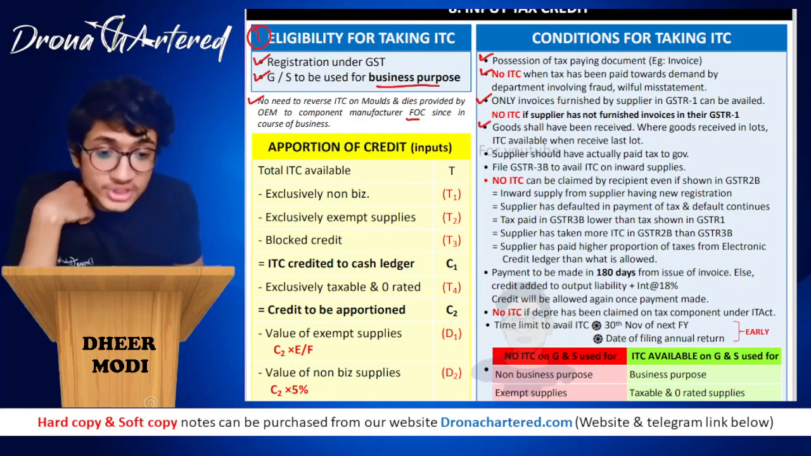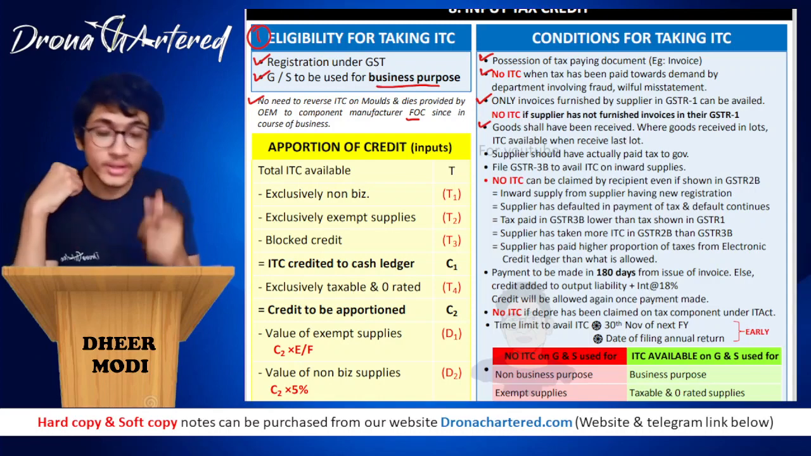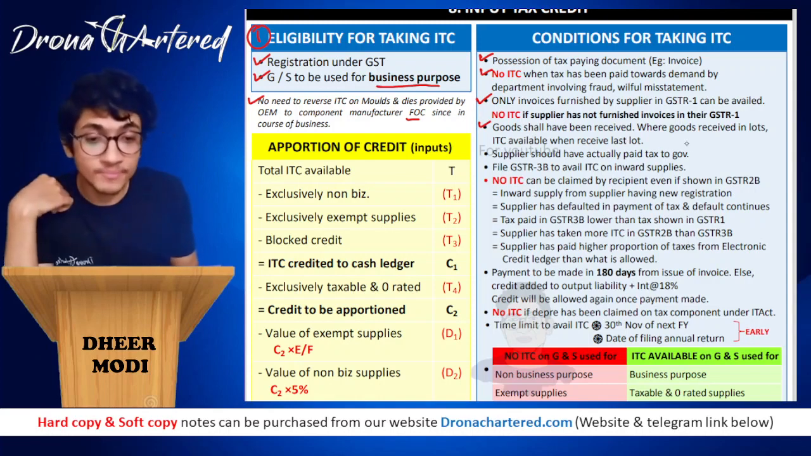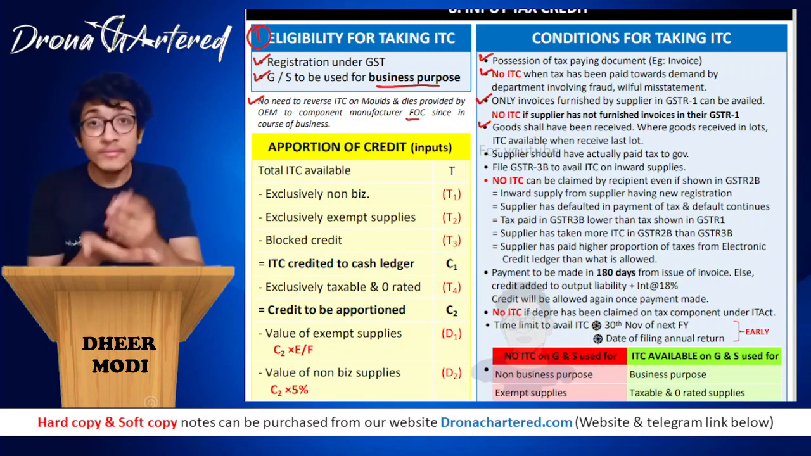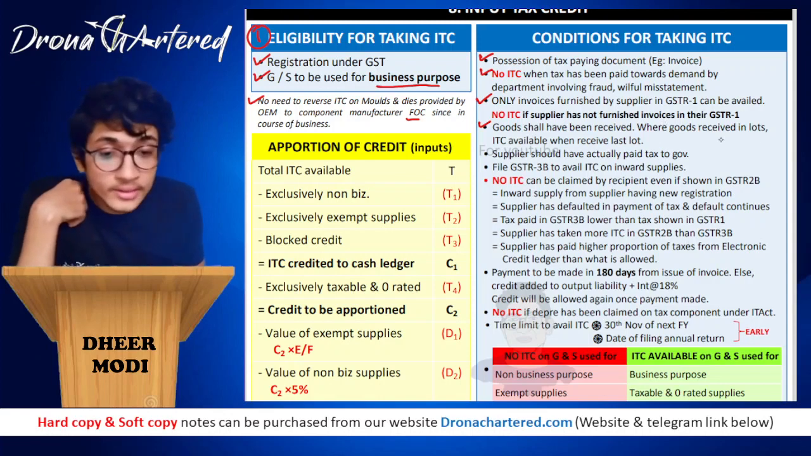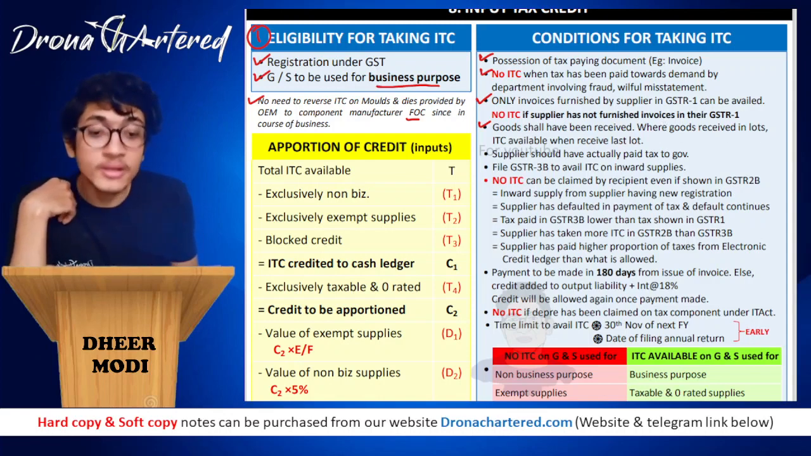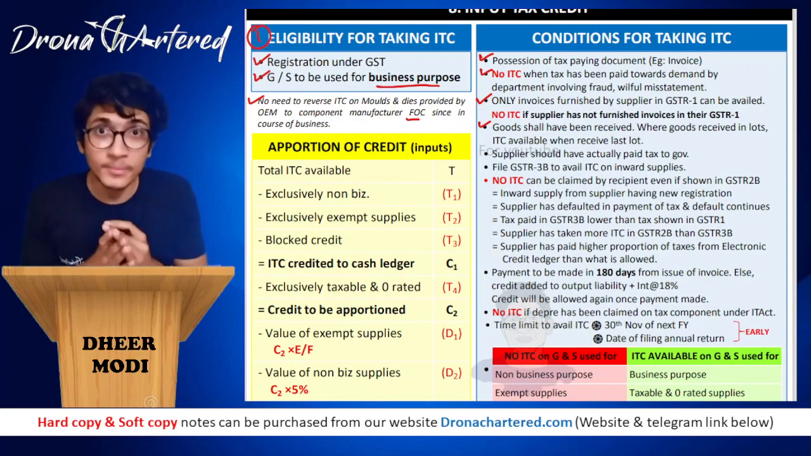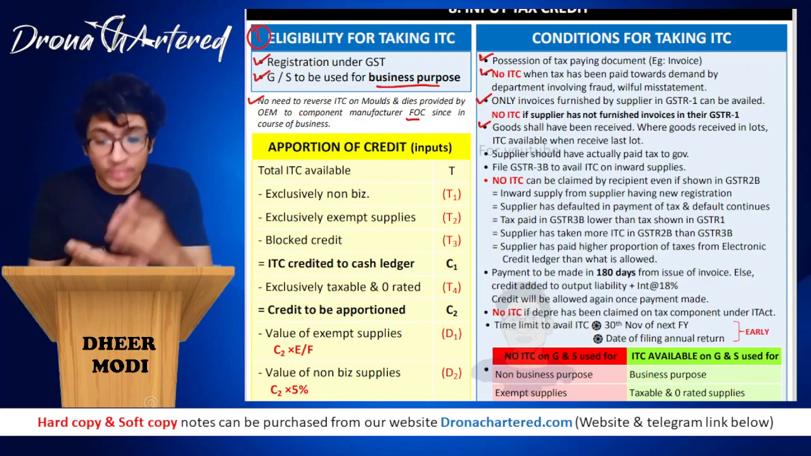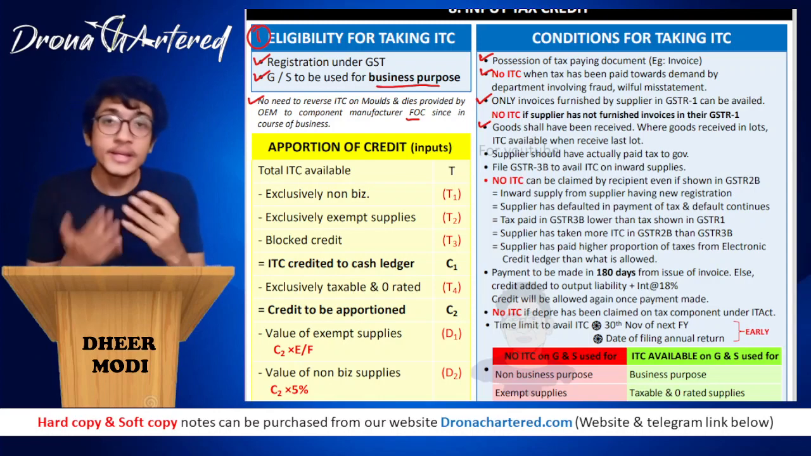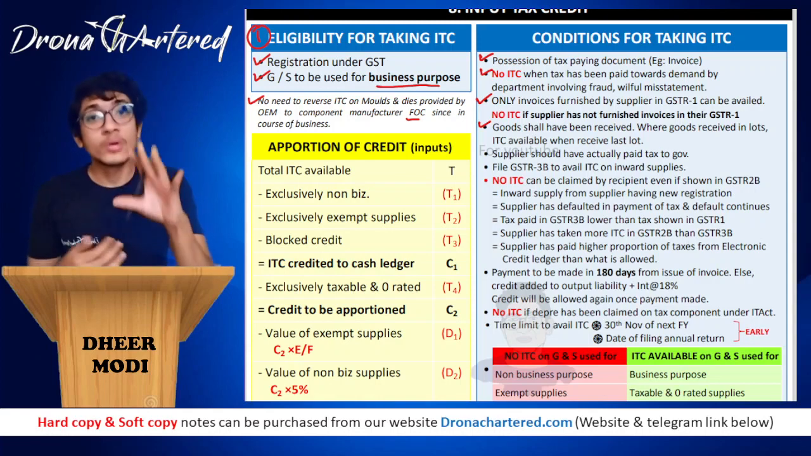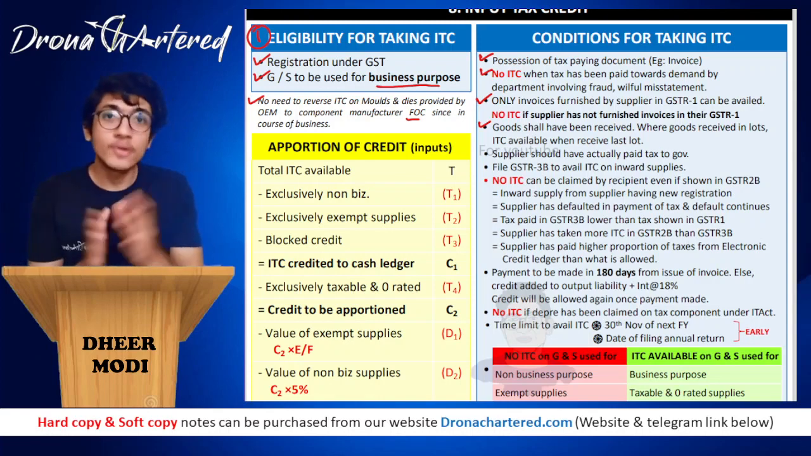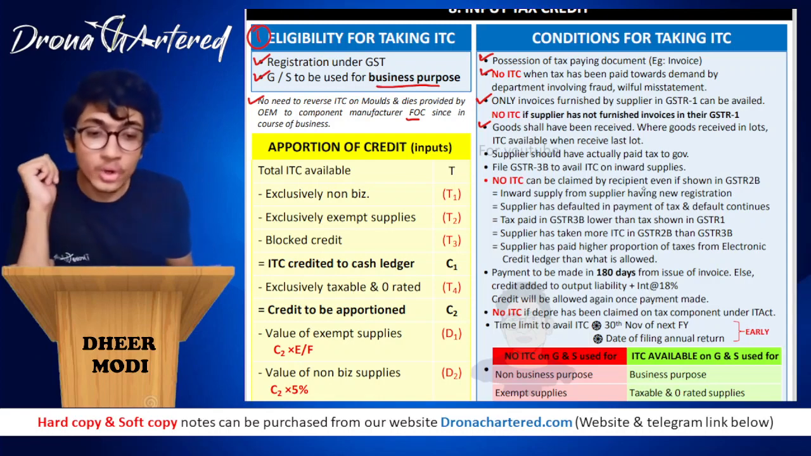The next is goods shall have been received. That is, the goods on which you are claiming ITC, you should have received those. And where goods are received in lots, that is, when you do not receive all the goods at once, you receive the goods in parts, ITC will be available when you receive the last lot. So for example, it is a lot of 100 units, and in each shipment I am receiving 20 units. So only when I receive all the five lots, all the 100, on the last lot, will I get my ITC.